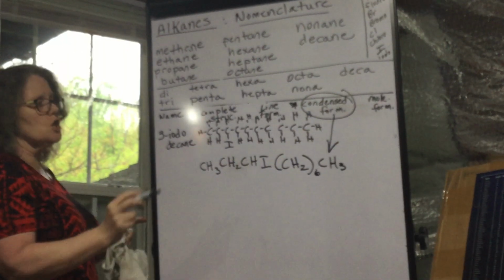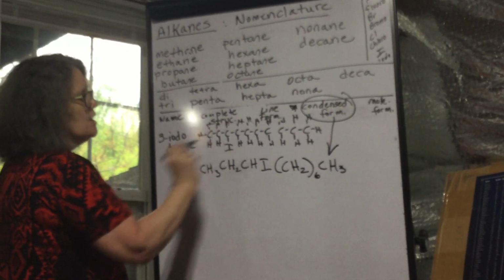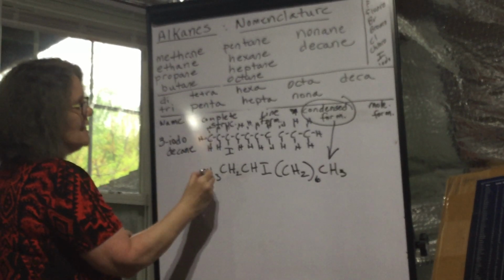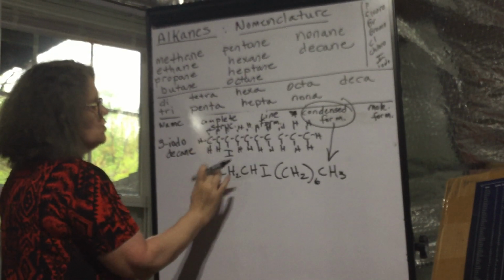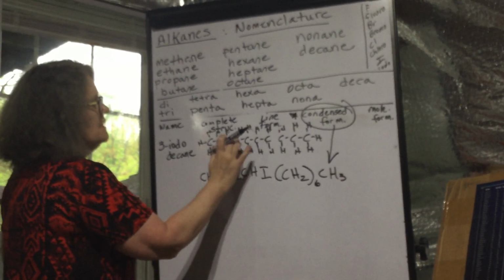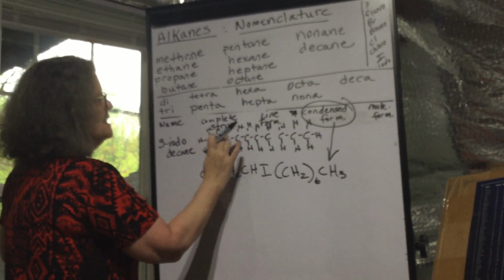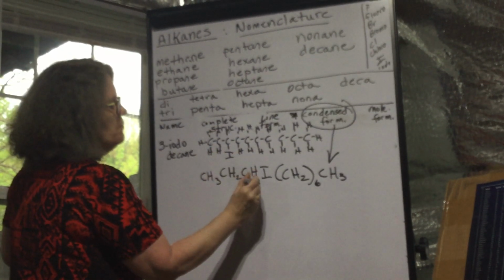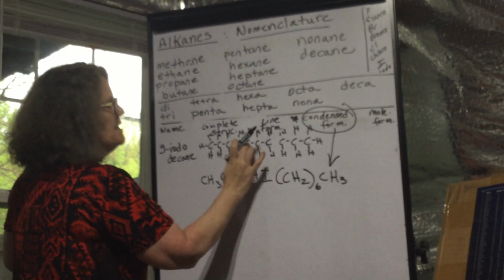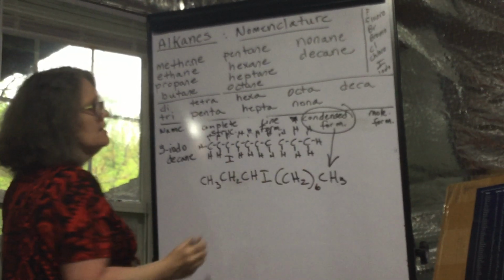So initially, until you get the hang of it, put your H's in because you're really just reading right off. CH3, CH2, C, this is CH, but there's also an I. You put it right next to it. Then how many CH2s? Put them in parentheses, much quicker.